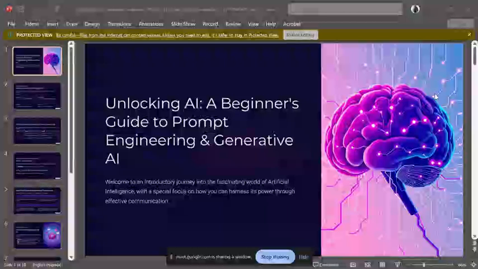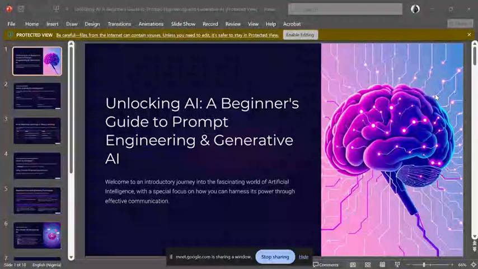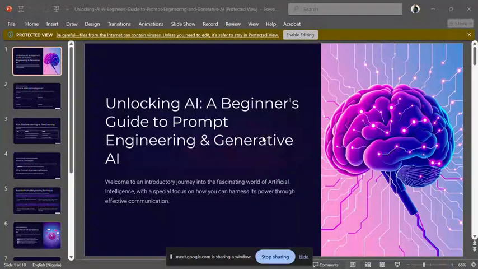All right. So we're starting with Unlocking AI, a beginner's guide to prompt engineering and generative AI. Welcome to an introductory journey into the fascinating world of artificial intelligence, with a special focus on how you can harness its power through effective communication.